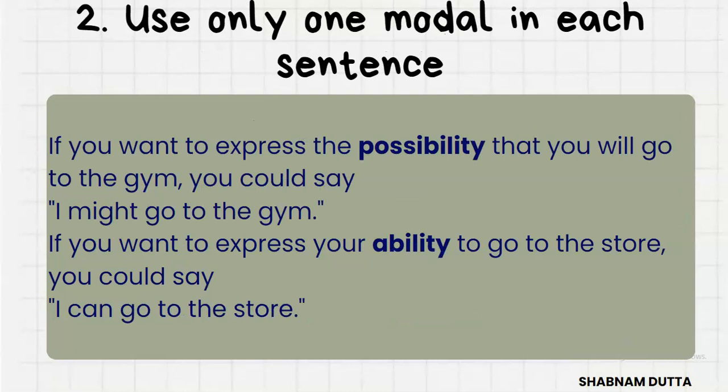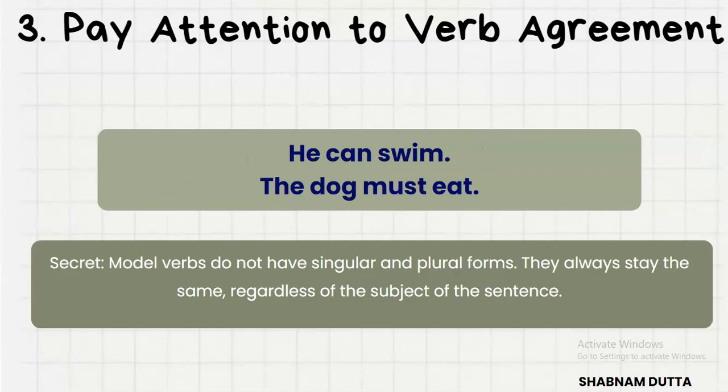Next, in order to avoid using two modals in a sentence, you can think about the meaning you want to express and choose the appropriate modal verb. For example, if you want to express the possibility that you will go to the gym, you could say, I might go to the gym. If you want to express your ability to go to the store, you could say, I can go to the store. Got it?